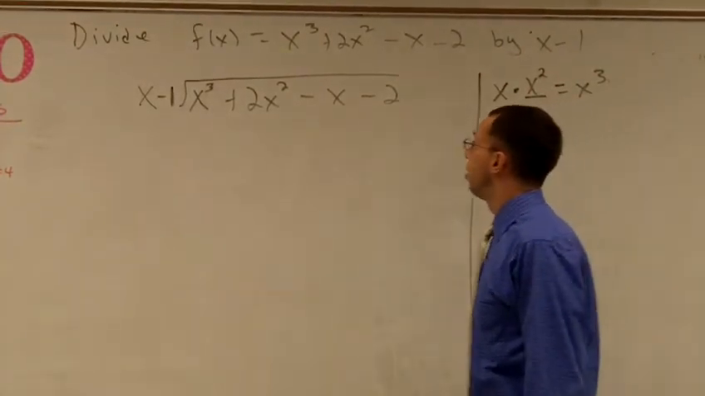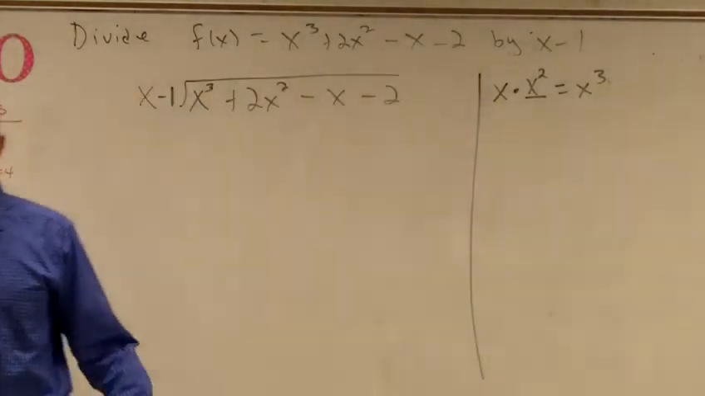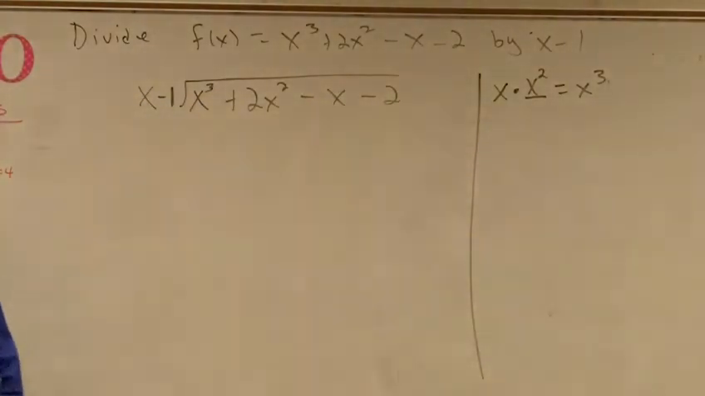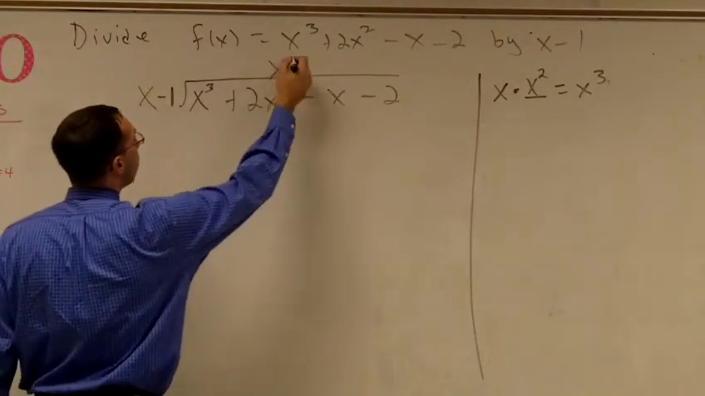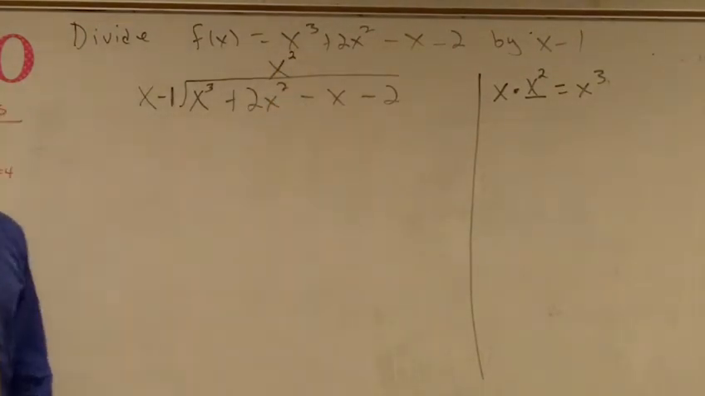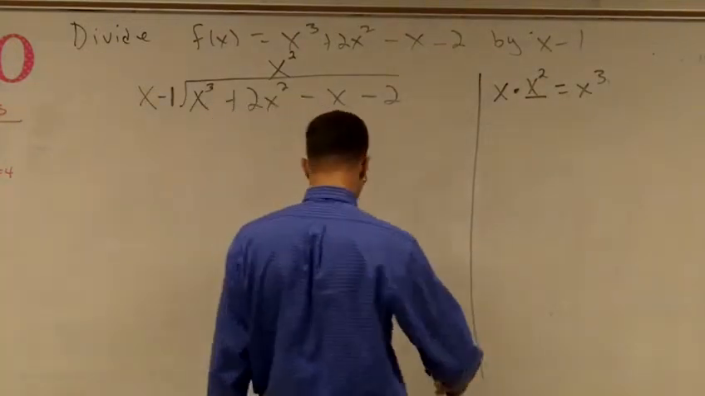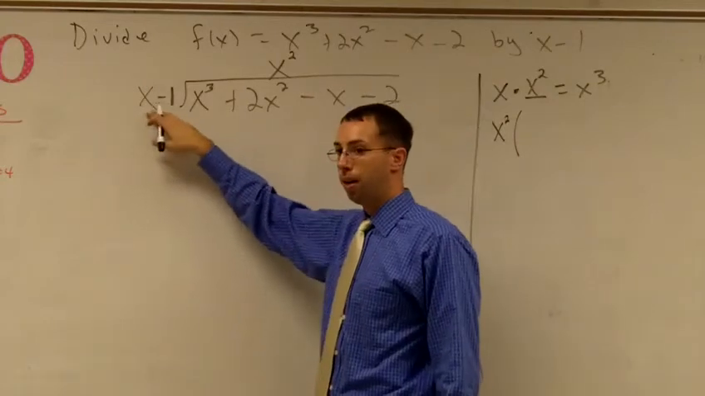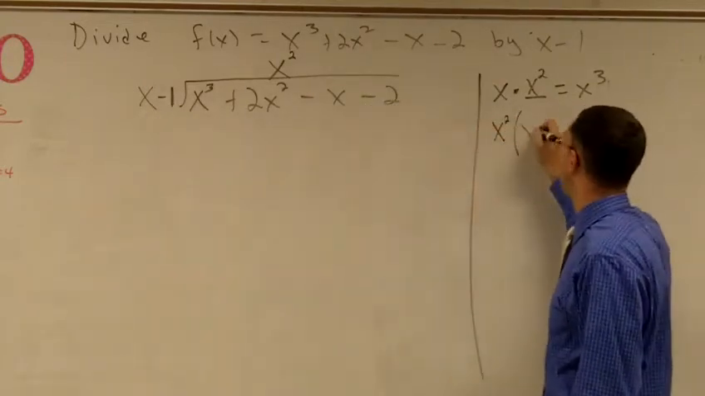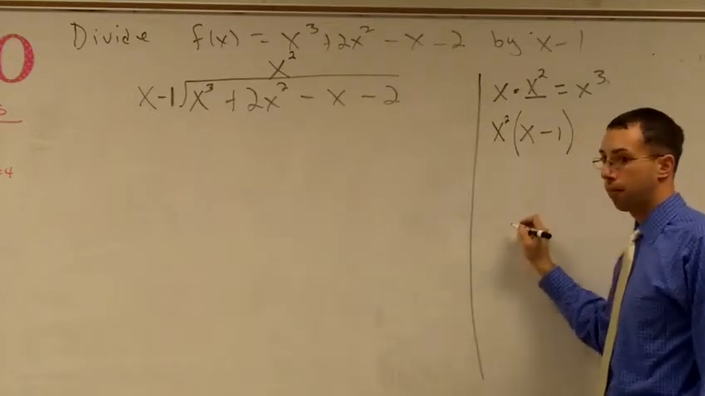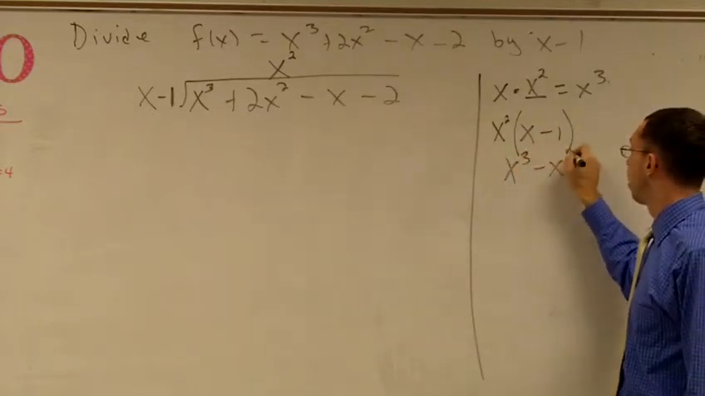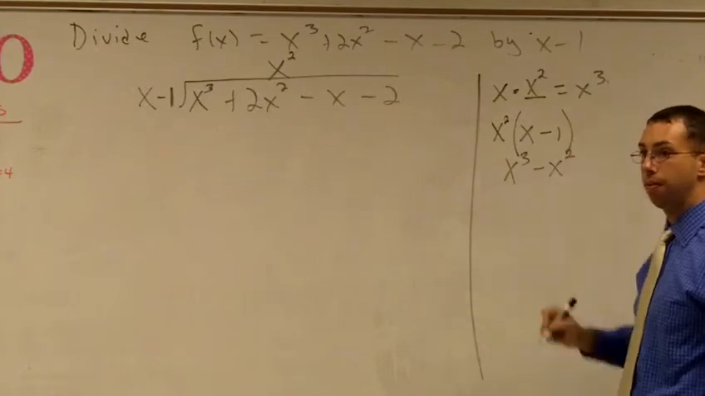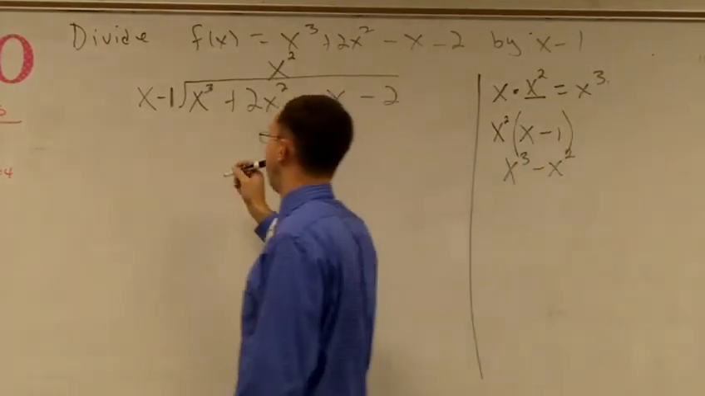Now, when you're doing long division, everything needs to line up. So you notice I got the x squared. So on top here, put your x squared over your x squared. Okay? Now we need to multiply and subtract. So I'm going to take the x squared and then multiply that by my x minus 1. So x squared times x minus 1, x cubed minus x squared. Just distribute.